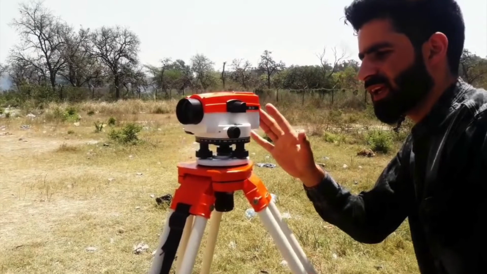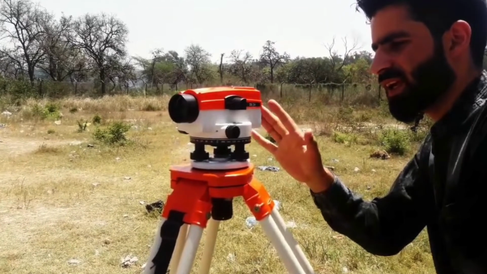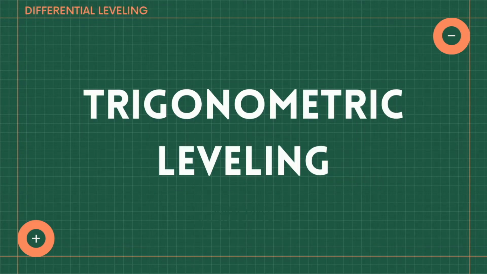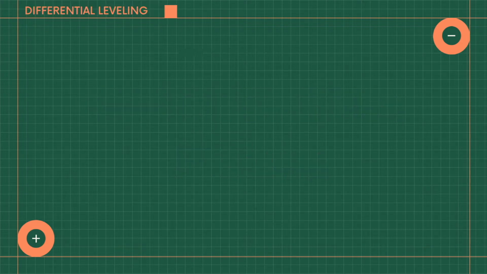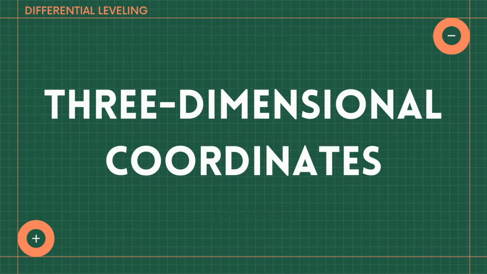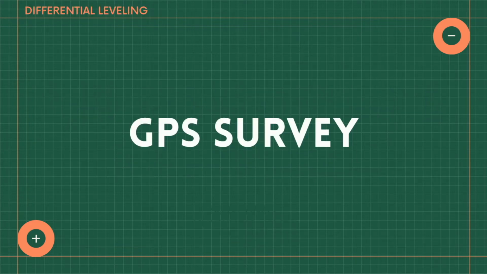In order of preference and accuracy, here are the preferred methods of obtaining elevations. First, differential leveling: control benchmarks, cross-section, and point elevations. Second, trigonometric leveling for a digital terrain model or DTM and 3D model. Third, indirect leveling, which measures horizontal distances and vertical angles. Fourth, three-dimensional coordinates. Both horizontal position and elevation are computed by processing the measurements. And the last one, GPS survey, given the appropriate equipment, procedure, and data collection.